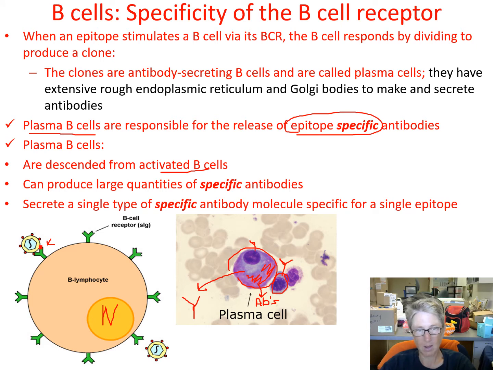So a B cell has to get activated, and that's very complicated. We'll talk about that. Plasma cells can make huge quantities of specific antibodies. What I'm saying is they're specific to one epitope or antigen. And that's why I say here, the plasma cells secrete a specific antibody specific for a single epitope. That's why it's the specific immune system.